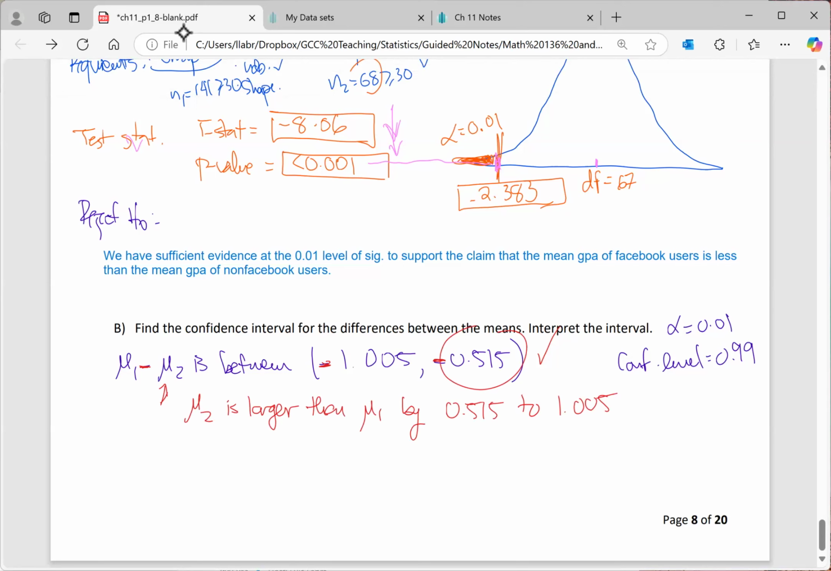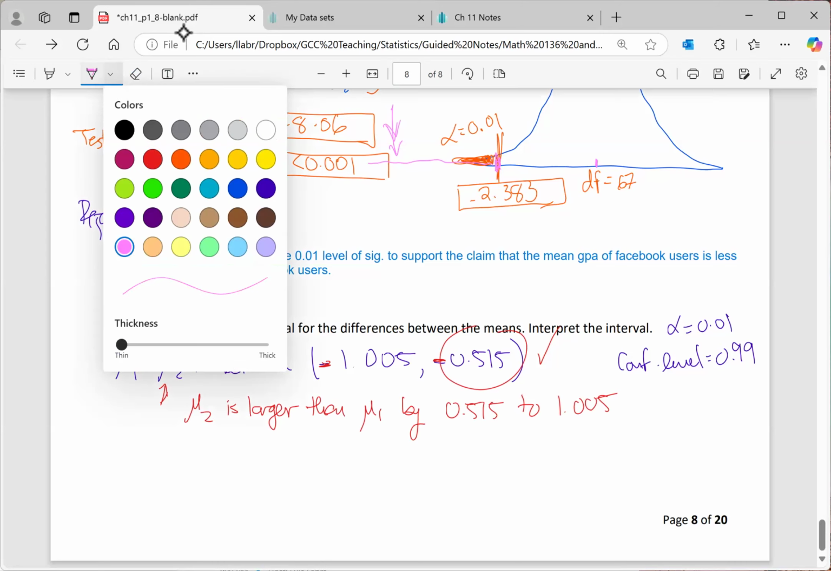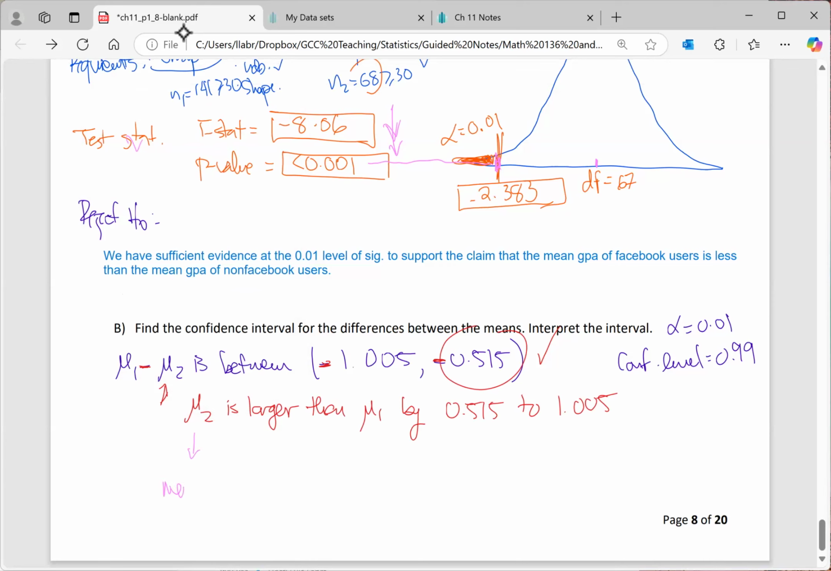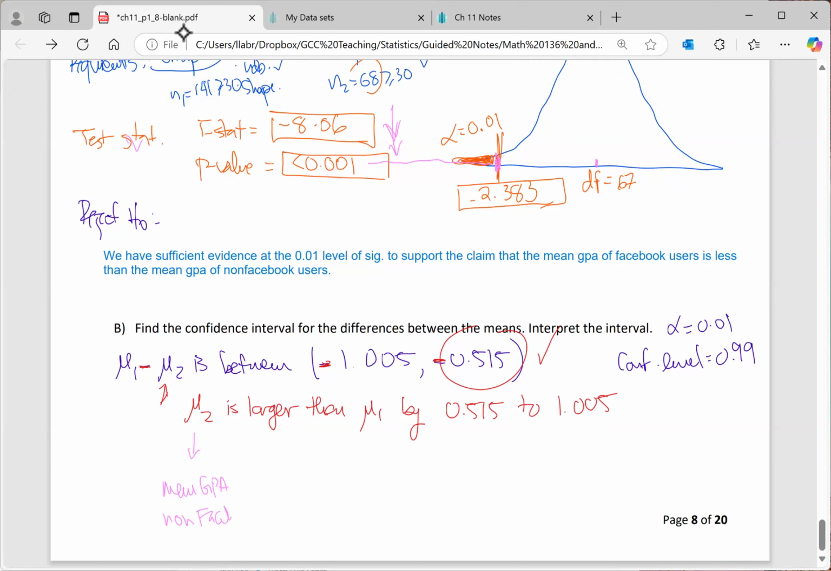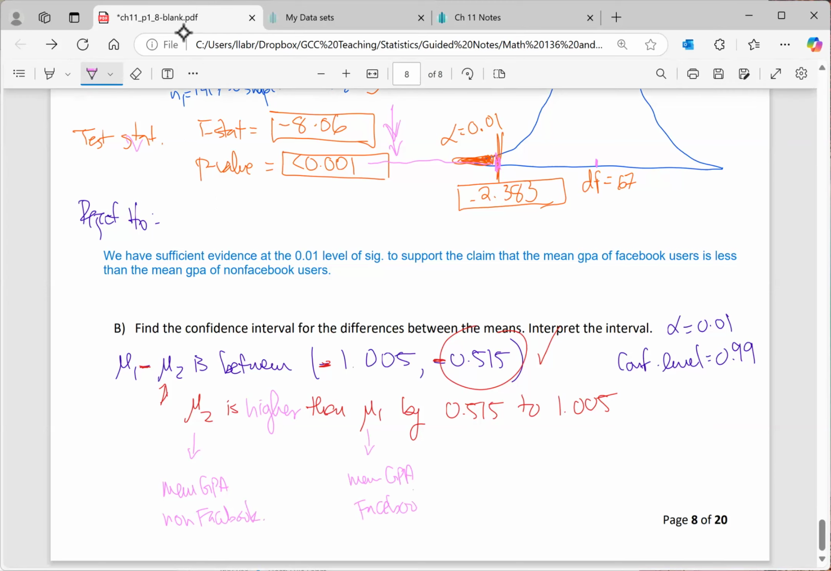And that is a ridiculous result here. So remember that mu2 in context was the mean GPA of non-Facebook users. So this is an old study. That's why Facebook is the main one. I guess now it would be like TikTok or Instagram. So the mean GPA of non-Facebook users is higher than mu1, which is the mean GPA of Facebook users, by, notice it's 0.5 to 1.